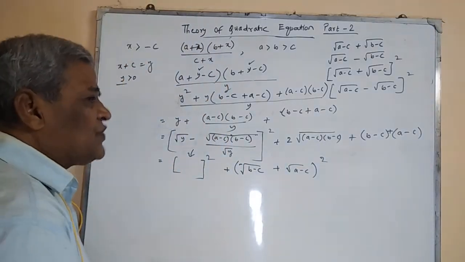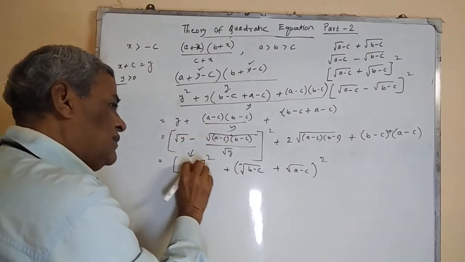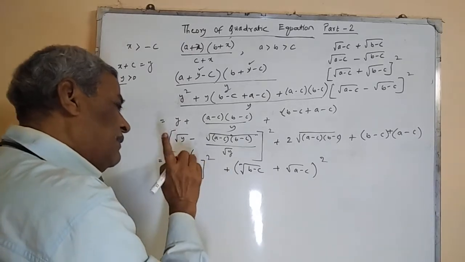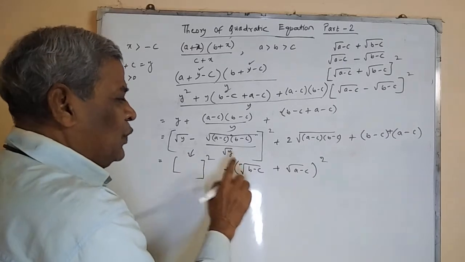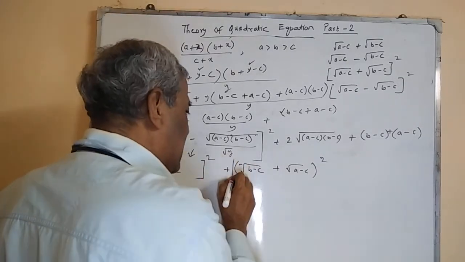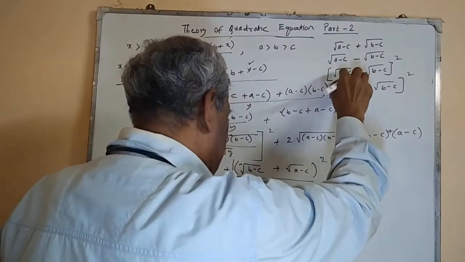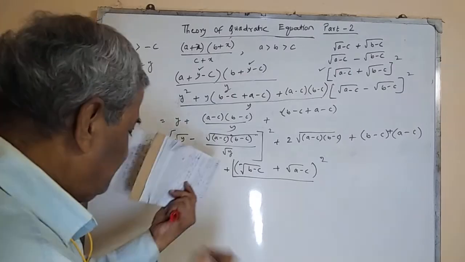So the least value of y is all along within that. It is constant. This whole square, its minimum value will be 0. So the least value is that quantity. Option C is correct.